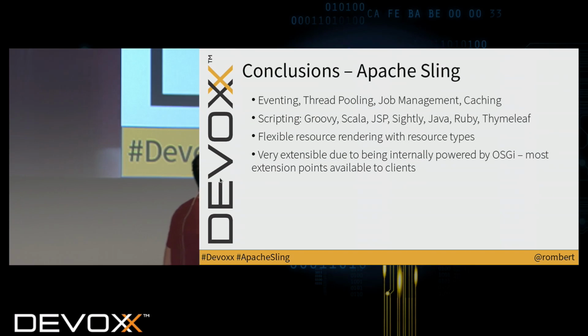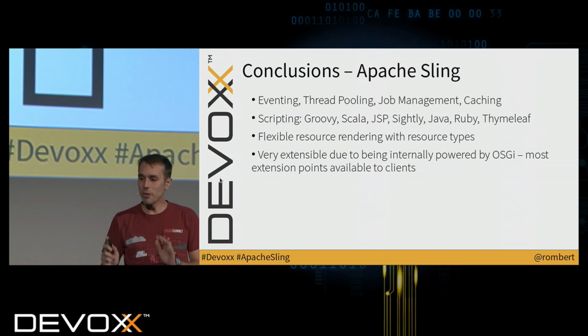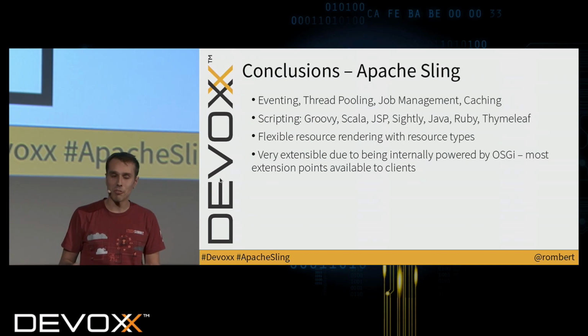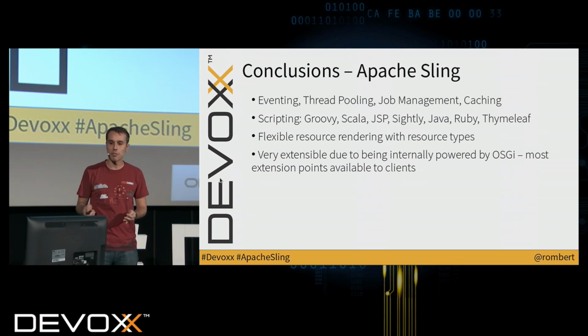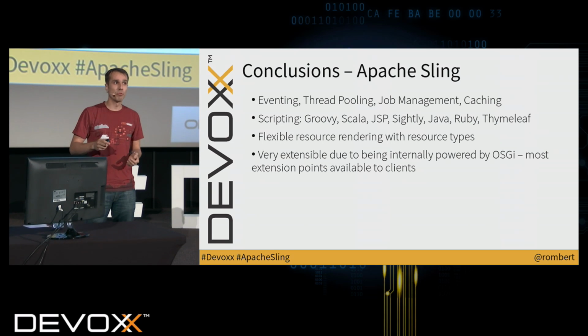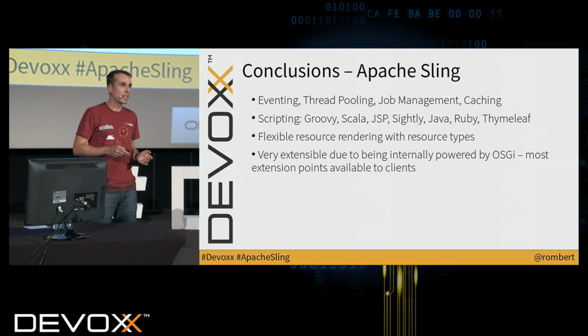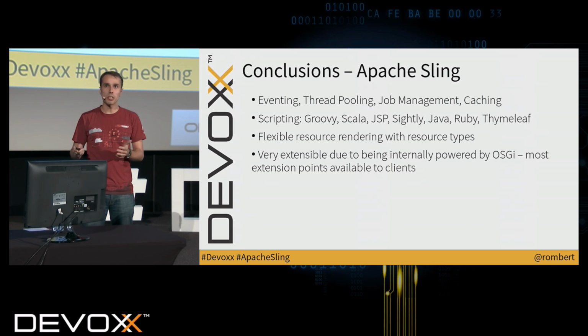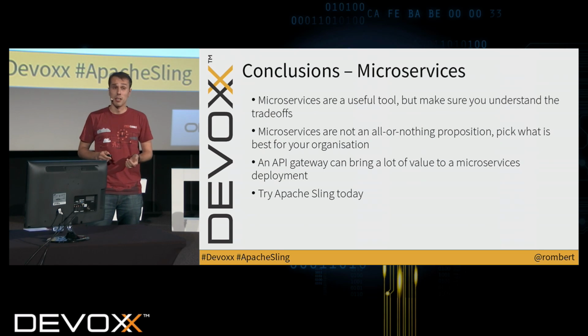So, conclusion. You saw very little of it, but Apache Sling is a very cool and featureful web application development framework. It was actually built before microservices were designed as we know them today. But since it's very extensible and RESTful, it's a very good fit to build such a gateway.